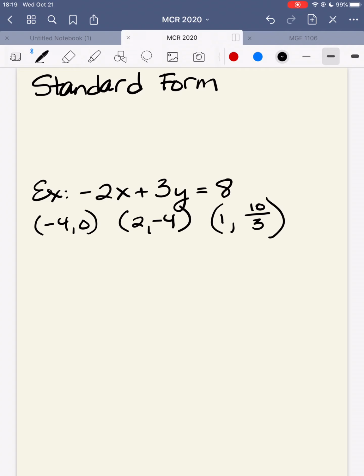All right, here we're going to go ahead and look at equations of lines. And the first equation we want to look at is something that's called standard form. And standard form of an equation is in the form of ax plus or minus by is equal to c, where a is greater than 0, which means it cannot be negative, and a is not a fraction.